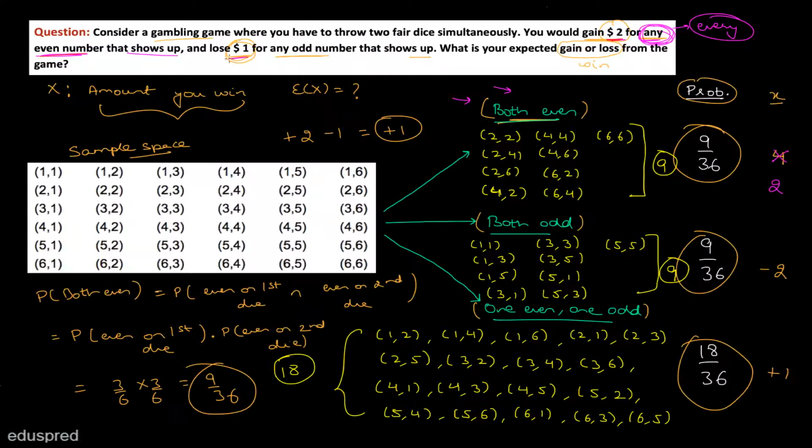Similarly, you're going to lose $1 for any odd number that shows up, not every. If they wrote every over here, that would mean for both odd, you would have -2. But now you will not have -2, you will just have -1. Someone is going to analyze your output, and your output will have odd numbers, and that means you will end up losing $1. So take a look at this language once again: you're going to lose $1 for any odd number that shows up. If you have an odd number in your output, you lose $1. So it's going to be -1 over here.